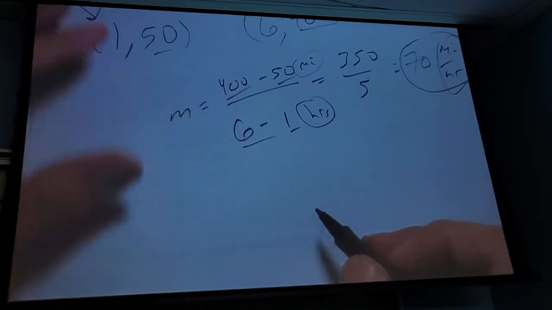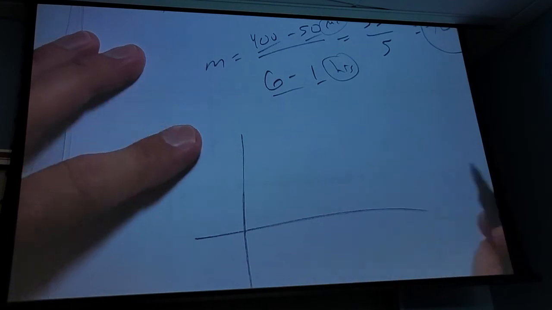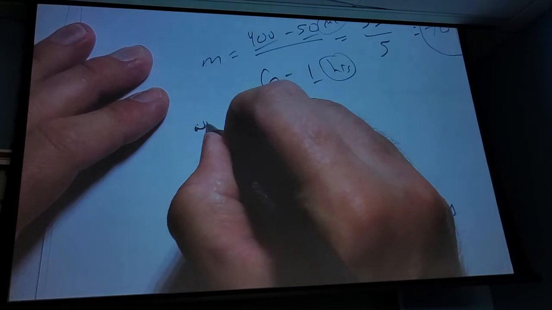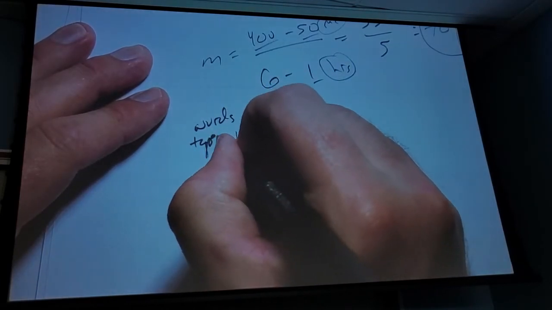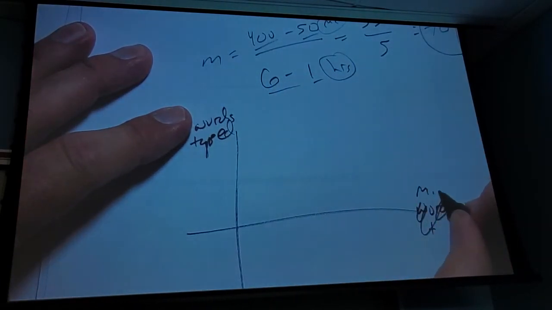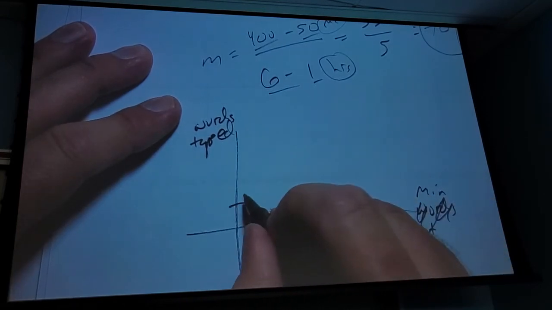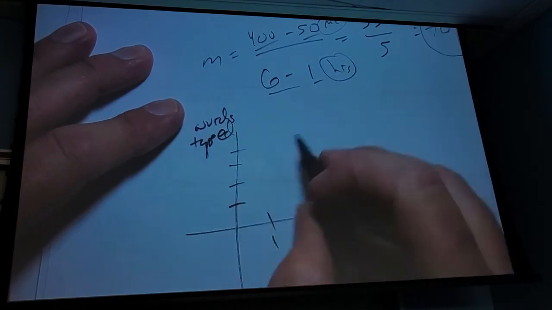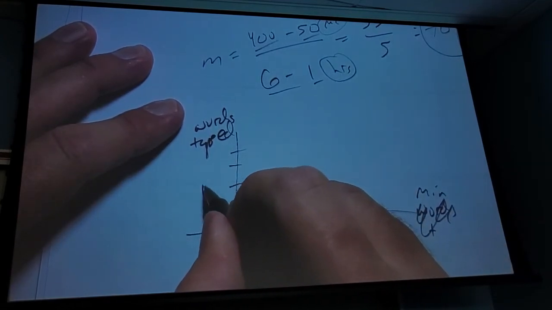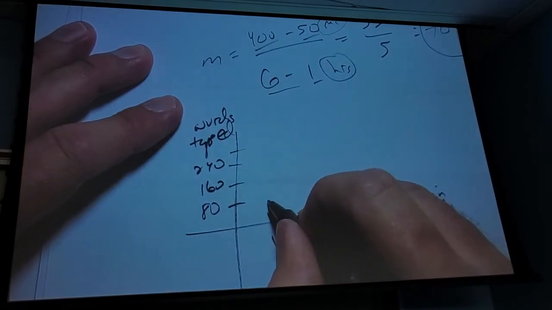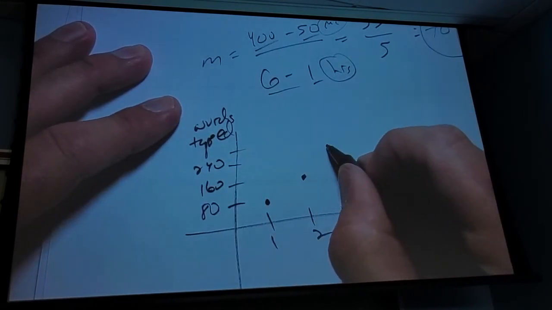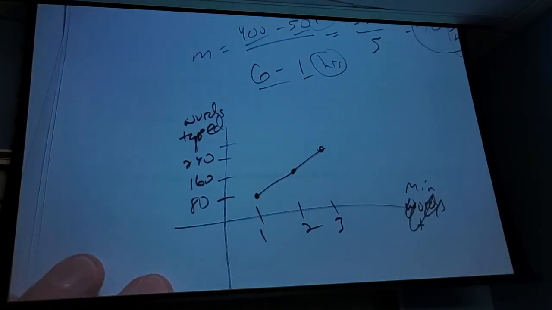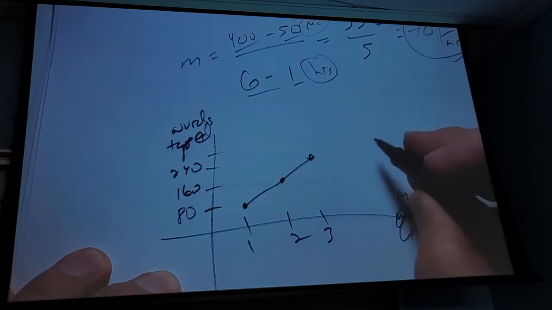So what if I had a graph of words typed, Jeff, words typed, and these are minutes. So I have 1, 2, 3. What do you got, Jeff? 80, 160, 240, right? So I have blank, blank, blank. What's the slope of that?